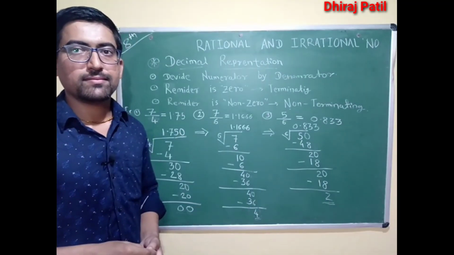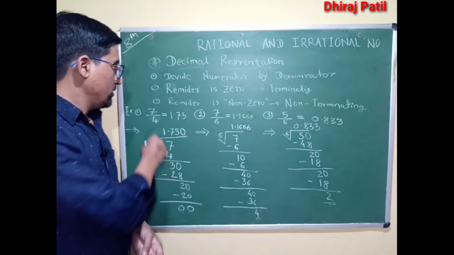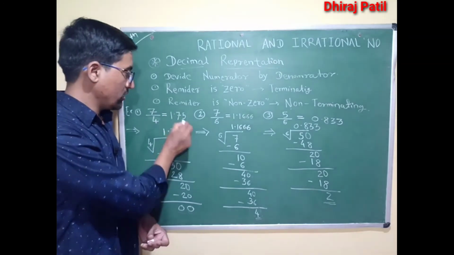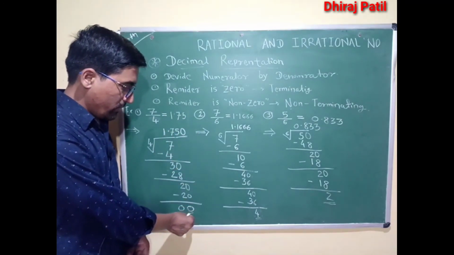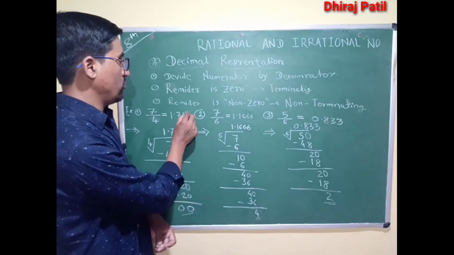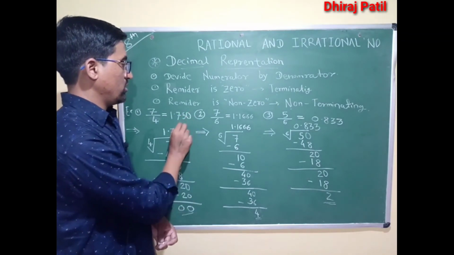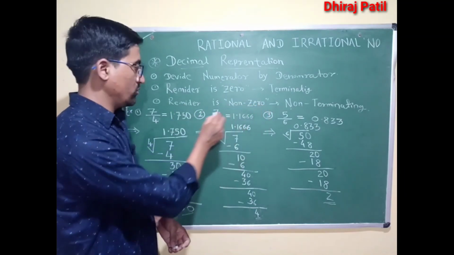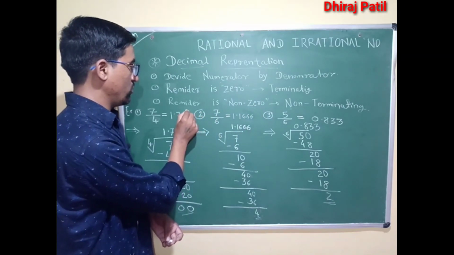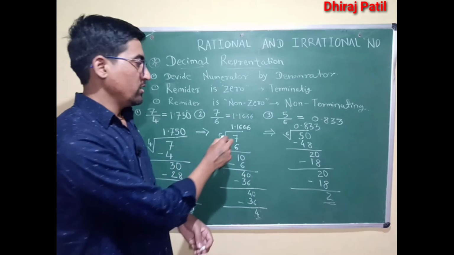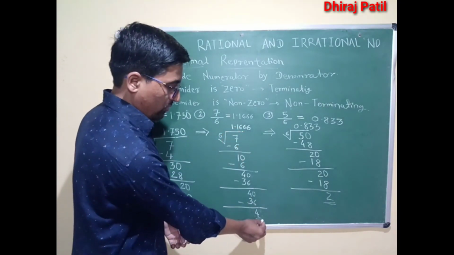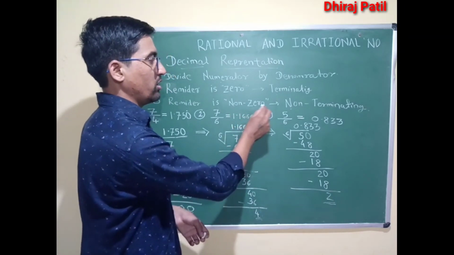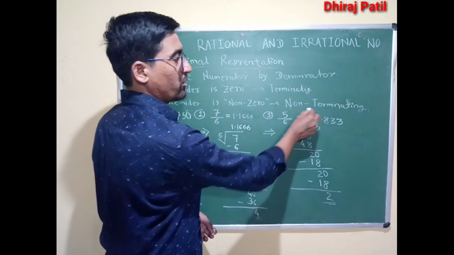Here it is completed. Now we get our rational numbers in decimal forms. In the first example our remainder is 0, so the decimal is terminating. In our second example our remainder is 4, so it is non-zero, and our decimal is non-terminating.